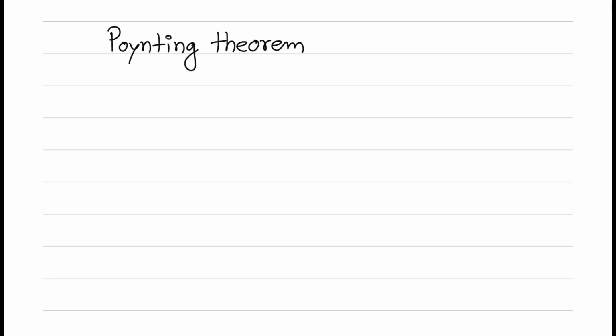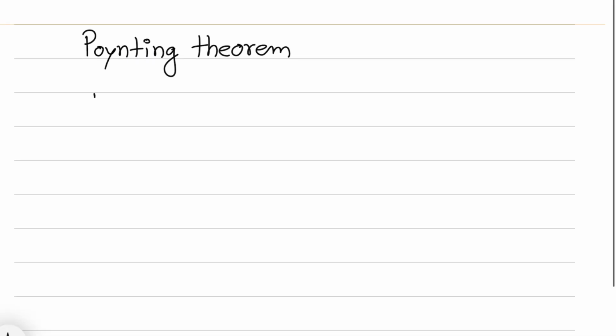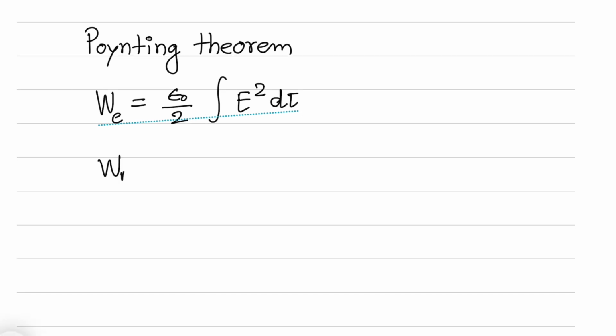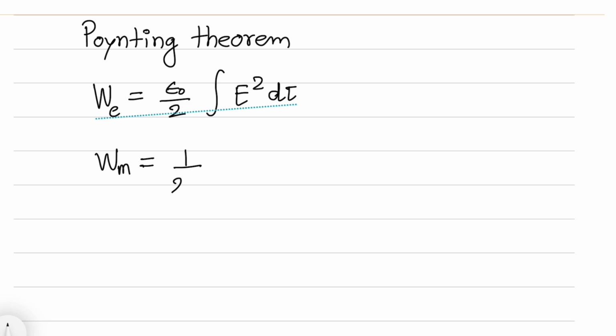To assemble a static charge distribution, the work done against the electrostatic repulsion is given by epsilon naught upon 2 integration E square d tau, the volume element. Similarly, in order to flow the current, we need to do work against the back EMF, the magnetic work, which is 1 upon twice mu 0 integration B square d tau.